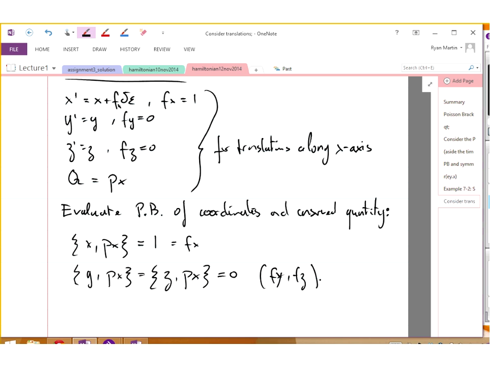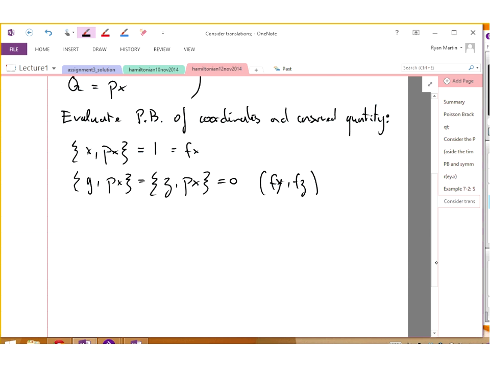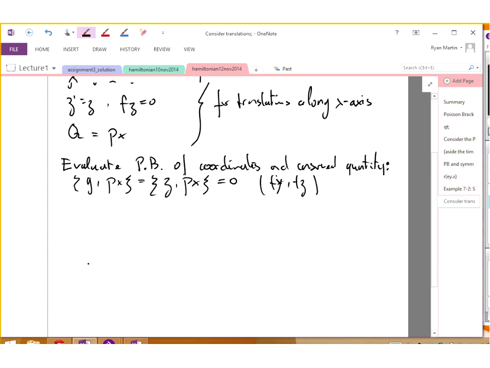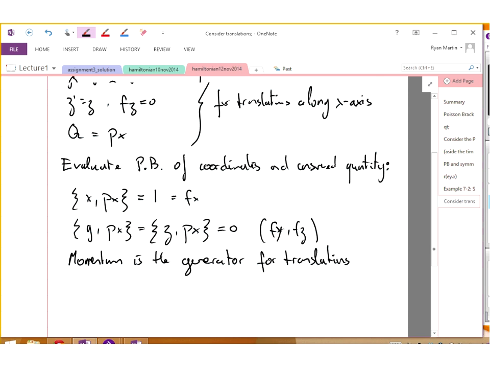So again, we see an example of taking a Poisson bracket of a quantity with a conserved quantity and getting back the coefficients for the infinitesimal transformation that leads to that quantity being conserved. So momentum is the generator for translations.